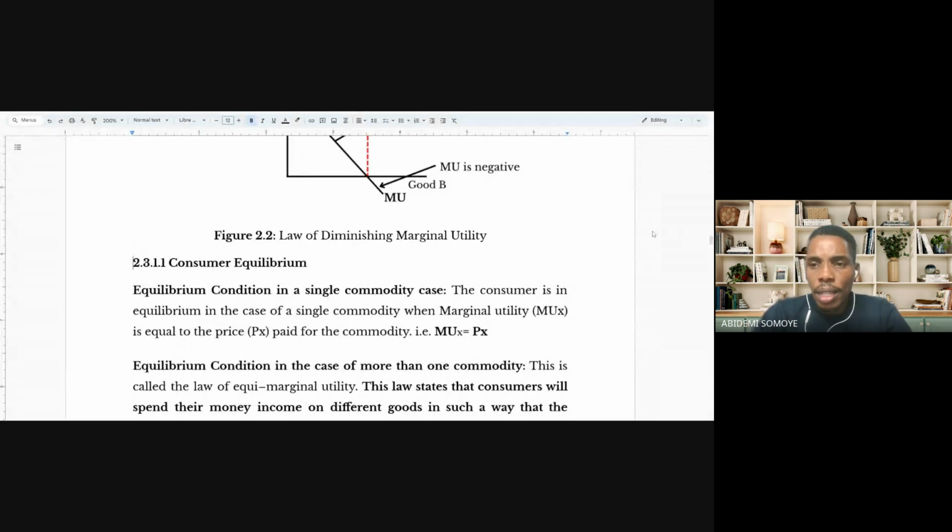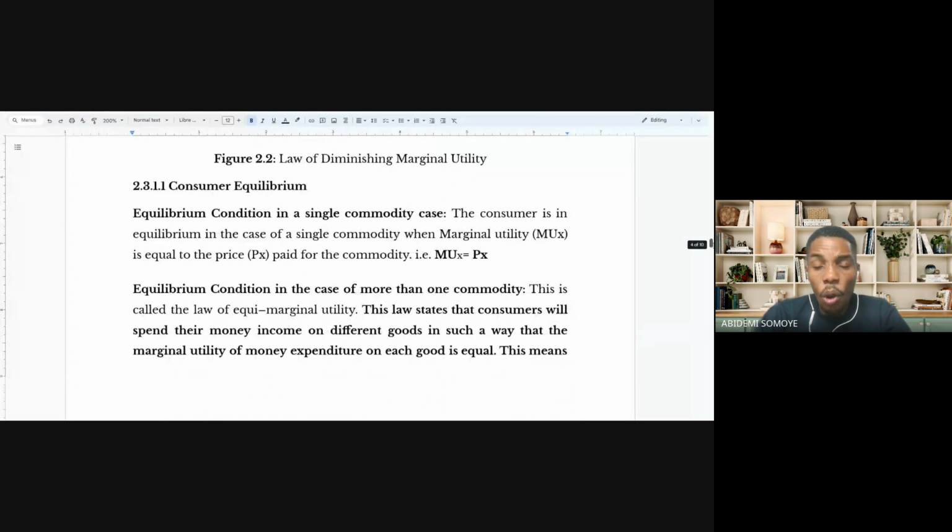So let's go to the consumer equilibrium under cardinal utility. Okay? So we could have equilibrium condition in a single case, and we could also have equilibrium condition in more than one commodity case. So the consumer is in equilibrium in the case of a single commodity when marginal utility is equal to the price paid for the commodity, which is MU of X equals P of X, the price of X.